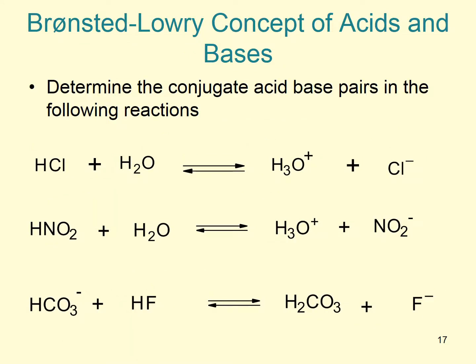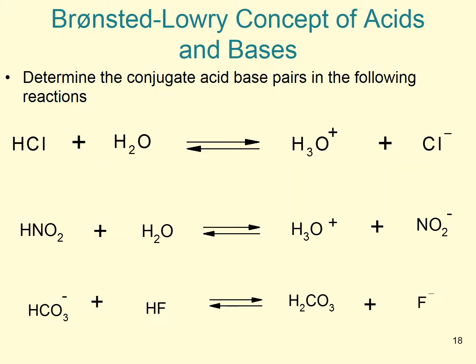So let's just take a minute and determine which are the conjugate acid-base pairs in the following reactions. All right, so HCl and H2O. Just keep in mind you should always have one acid and one base on each side of the arrow. So if you find yourself putting two acids on the same side, you've done something wrong.